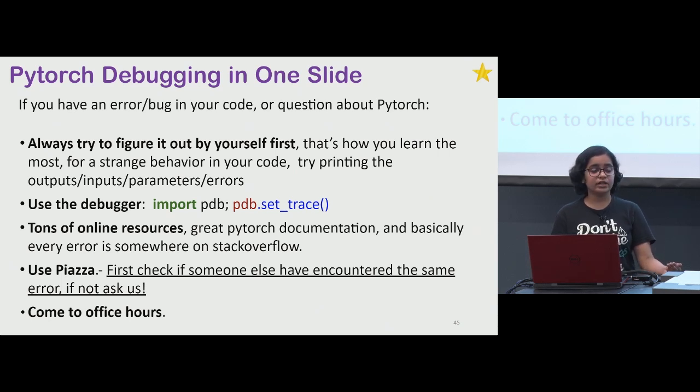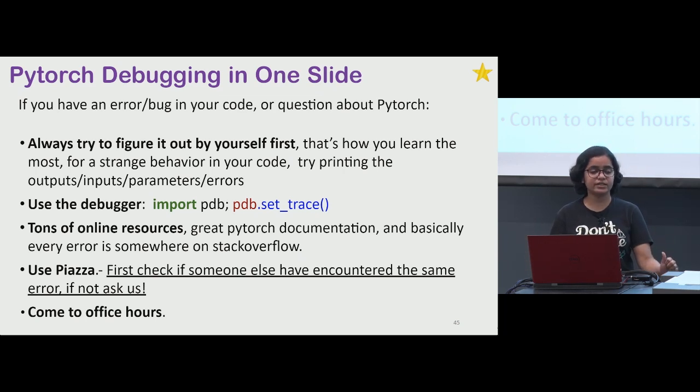You can use the debugger. In one of the recitations, we've explained in great detail how to use the debugger in Python. All you have to do is import pdb and then use pdb.set_trace to set a breakpoint at whatever part of your code you want to stop, and then step through it.